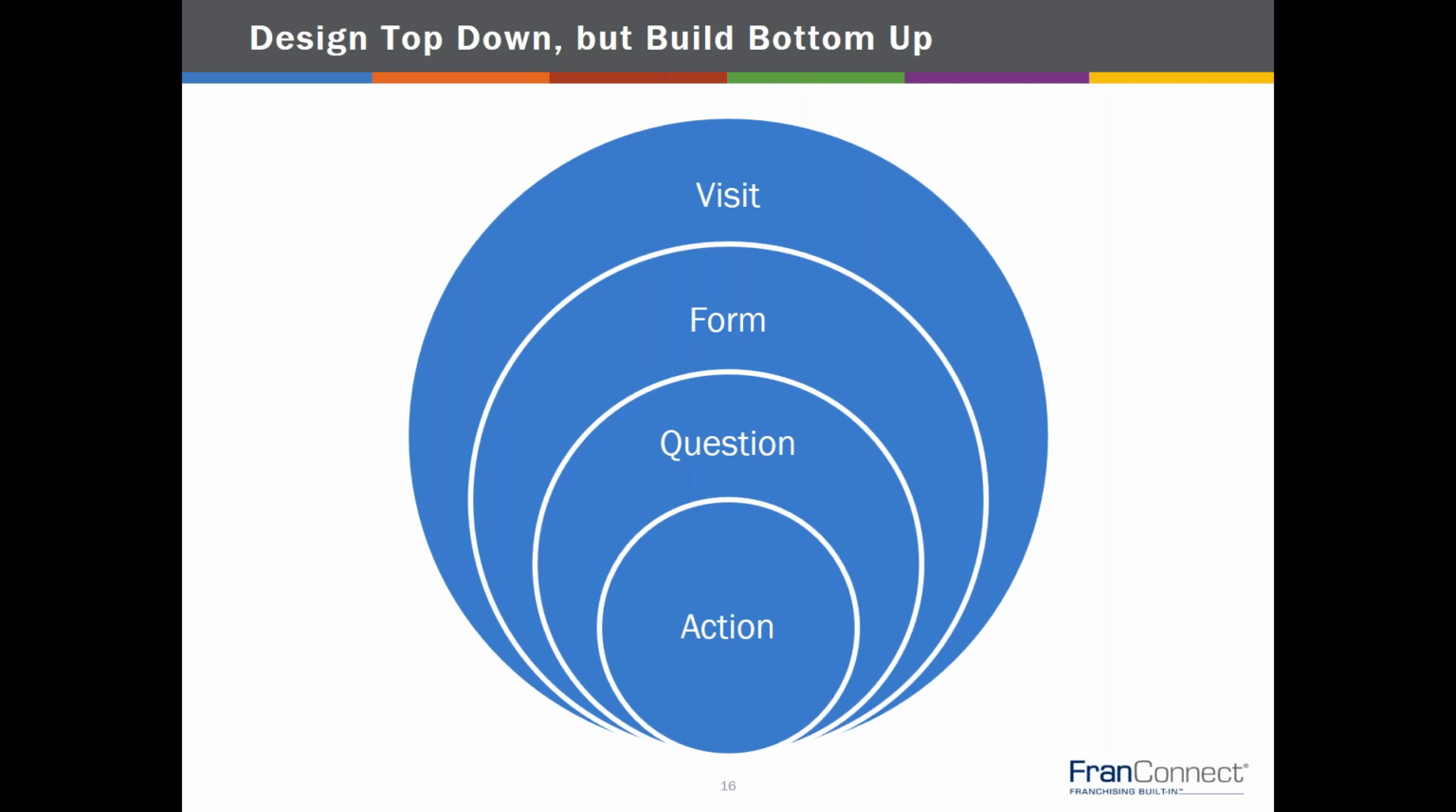Our mind logically works from that big picture down, because of where we're at. But when you're in the FranConnect system, realize that the best course of action for you is not to assign a visit and then a form, then a question, then action, but to build your action up first, or your actions that you have for your questions. From there, of course, you're going to create questions and associate actions with them. And from there, you're going to take your questions and put them into a form. From there, your form then becomes the basis for your visit.